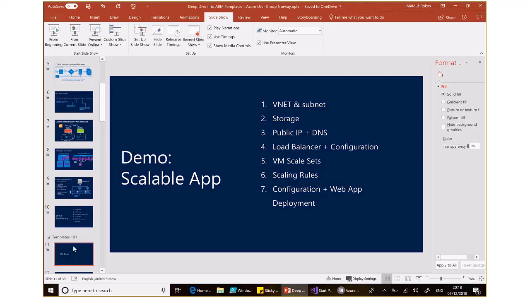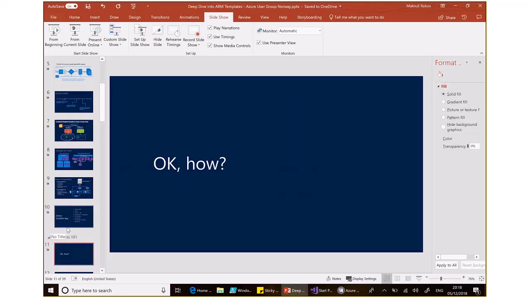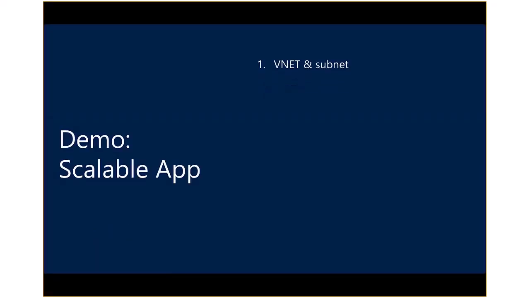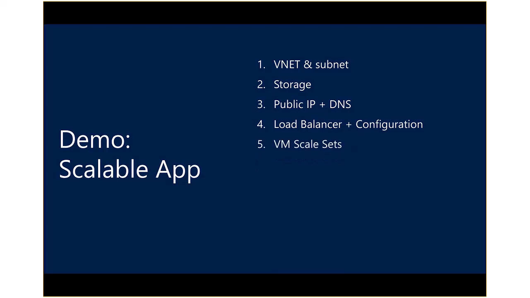Now we're going to take a look at how this thing actually happened, because you saw that we deployed lots of things. We deployed that VNet and a subnet. That's what needed to happen. Then we configured a storage account. We had to configure a public IP, optionally with the DNS record, the load balancer and its configuration, and then we deployed that VM scale set.